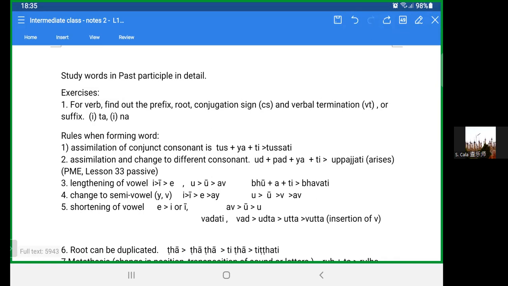For example, tus plus ya. In this case, sy becomes ss. We call this assimilation: s and y are assimilated and become ss. So, tussati. You find it in the text under tus. The meaning is becomes great.